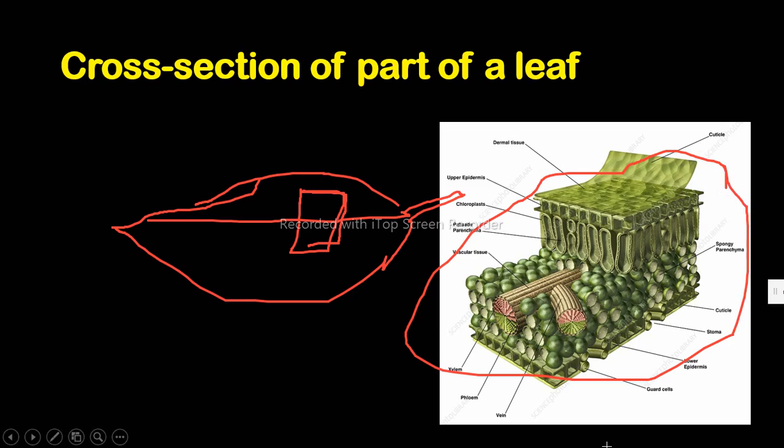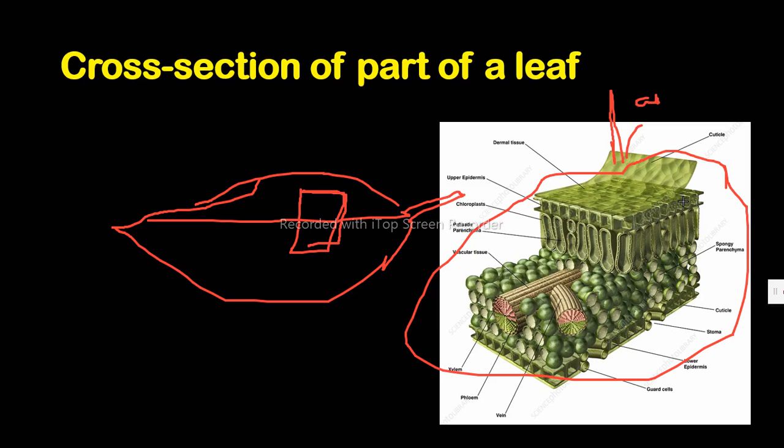Whereby this is the upper layer, the cuticle. And what is the cuticle for? It is made up of wax, and wax is impermeable to water. So this cuticle prevents excessive loss of water where it's not needed. In other words, you regulate the rate of transpiration.